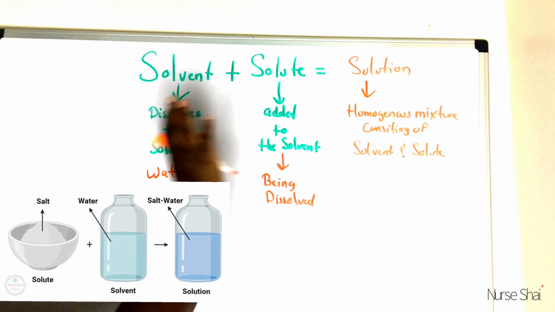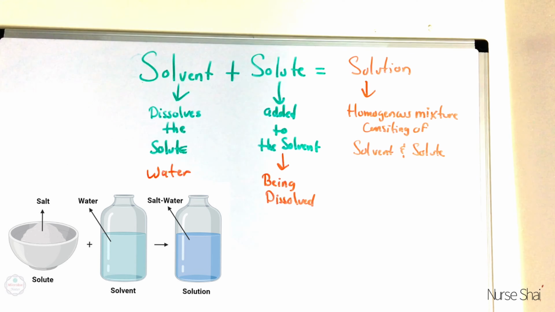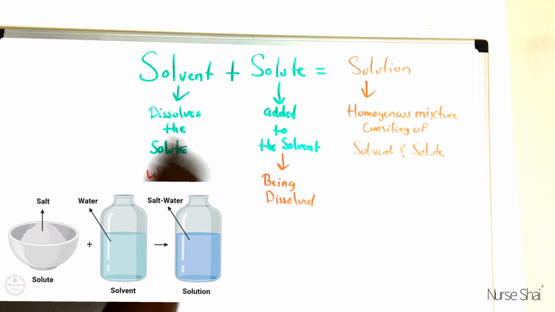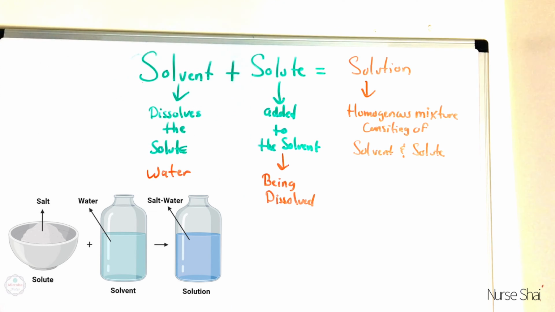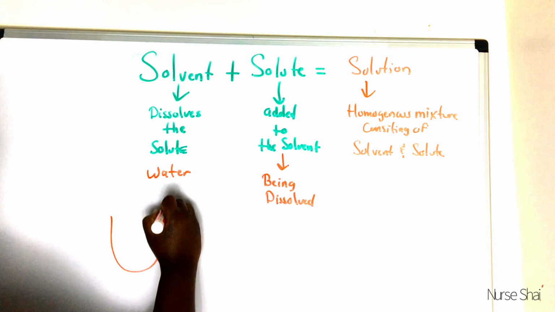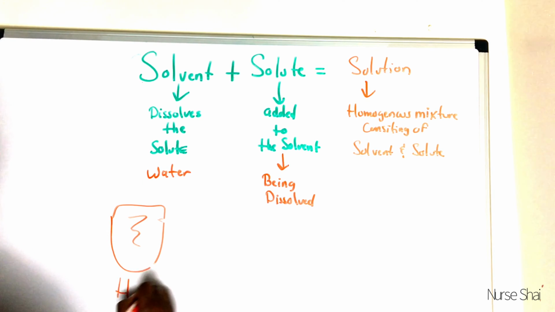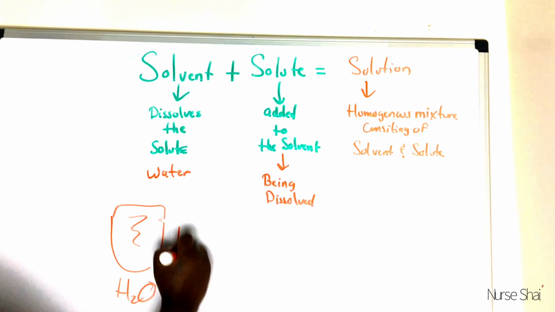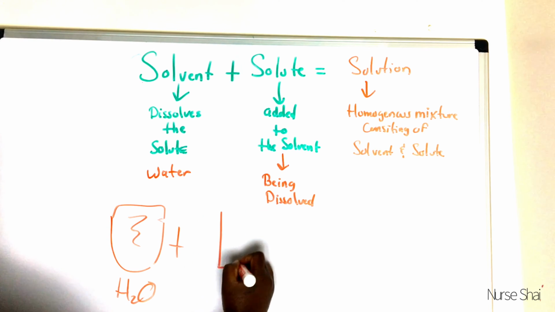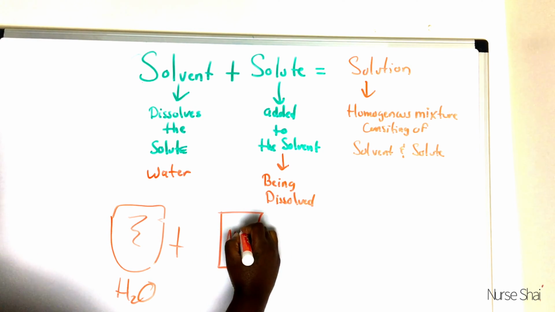So the solvent and the solute together make a solution, which is a homogeneous mixture that consists of these two things that we just mentioned. A very common example would be, let's say this is a cup of water. Let's say this is water, and we add to it, let's say this is some table salt.